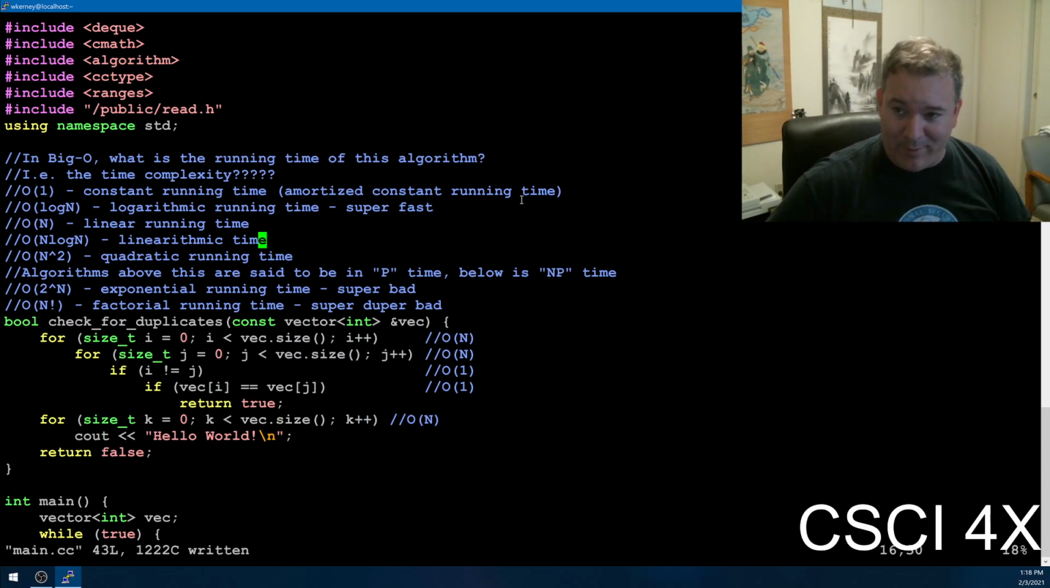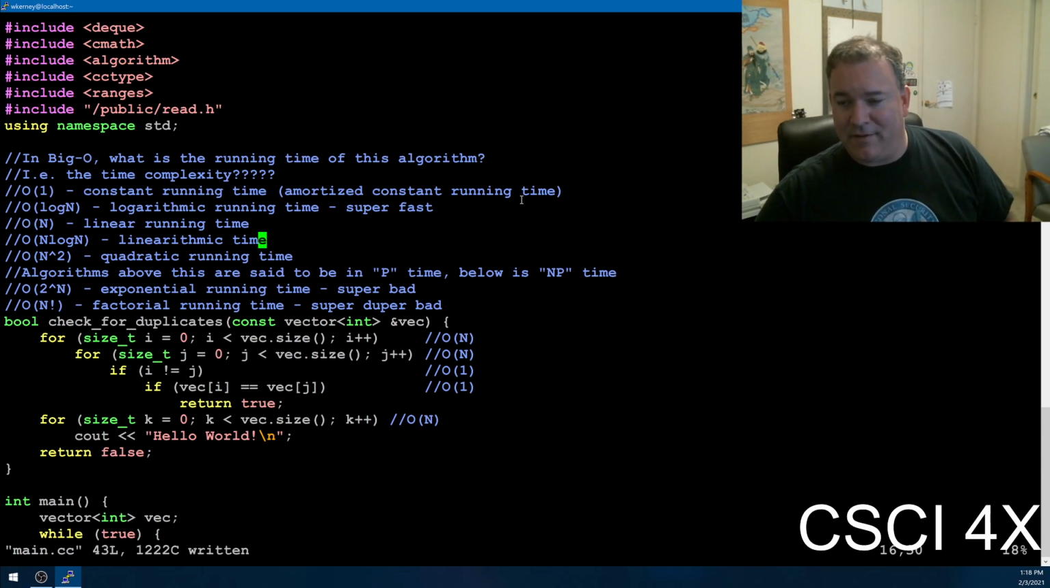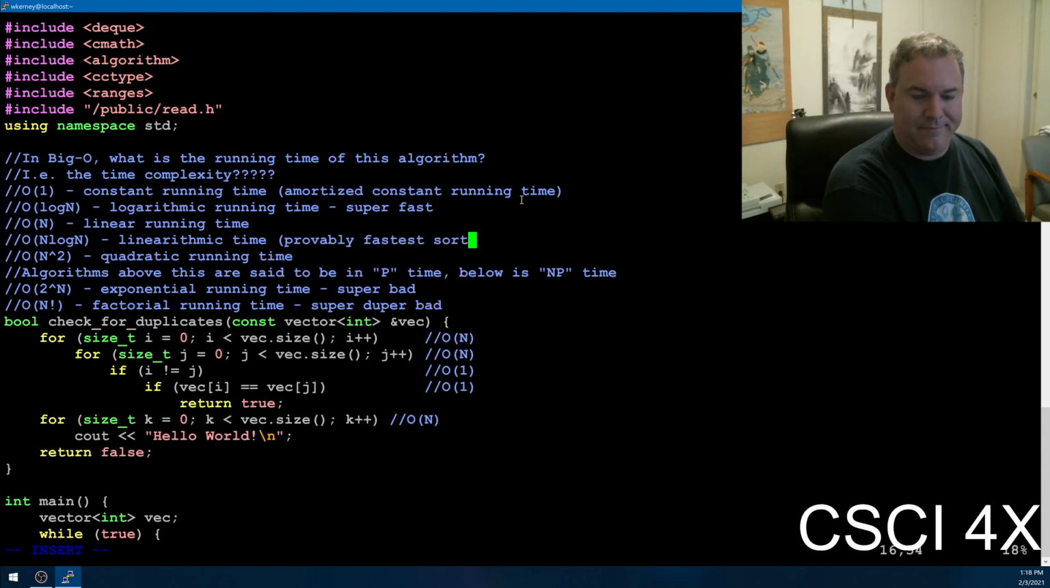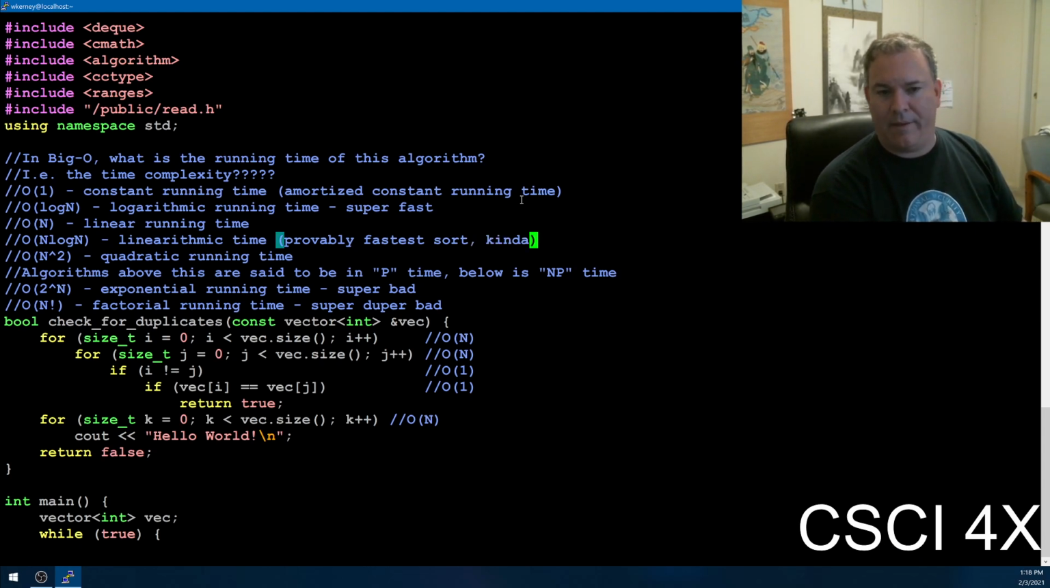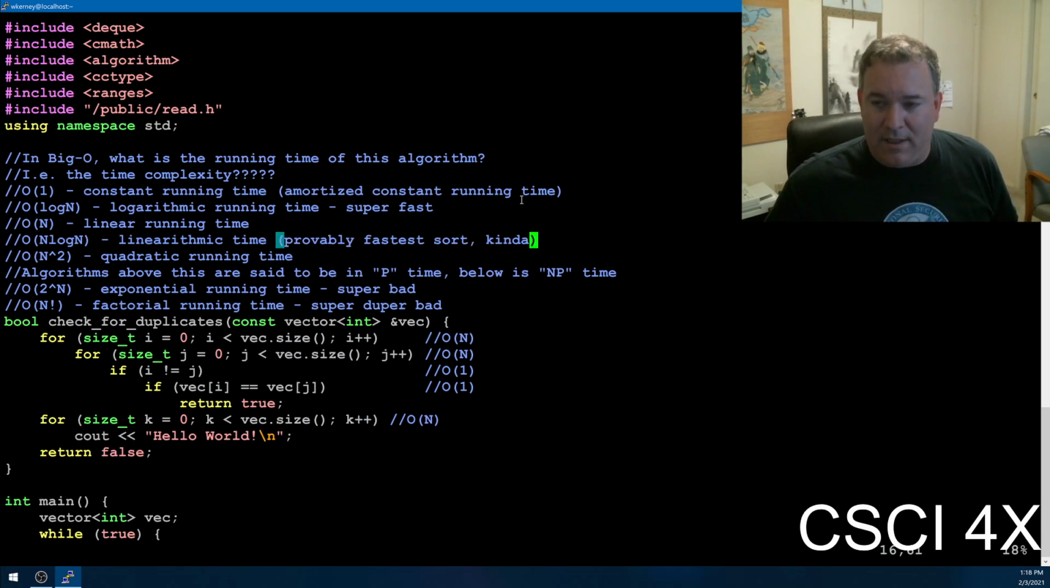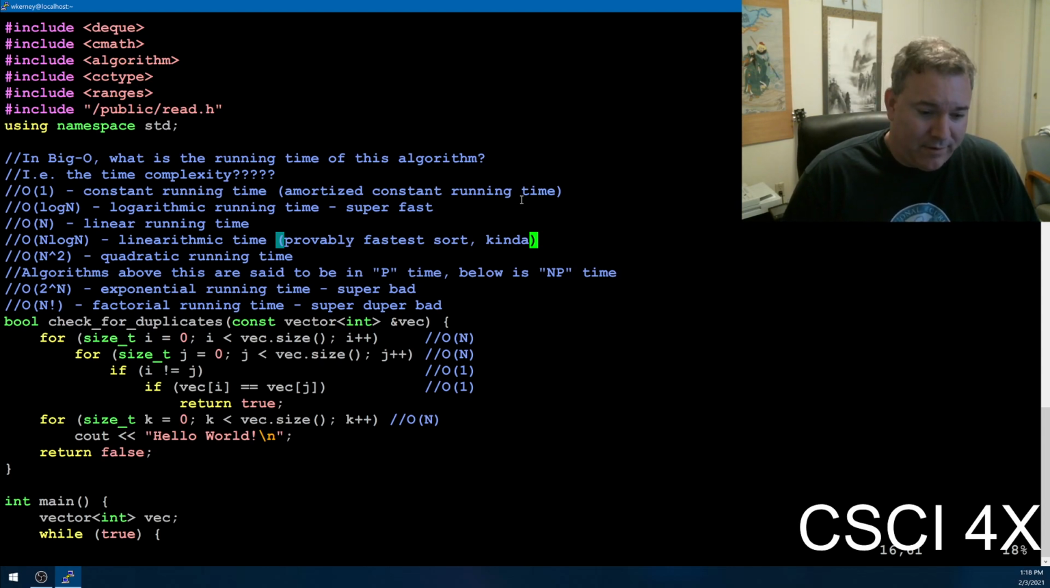Don't worry, there will not be a vocabulary test on this. But basically, n log n is the provably fastest sort. So if you're going to be sorting random data, provably the fastest you can sort random data is in n log n time. Okay, and that's something you actually will need to know in this class. n log n time is the fastest you can sort random data.